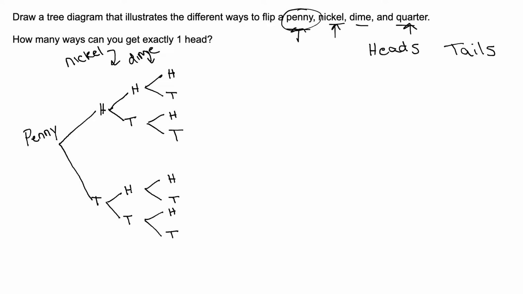Lastly, I'm going to flip a quarter. So I'm going to draw branches from each of the previous outcomes to represent the flip of the quarter, or the outcome of the quarter. So now this set of branches is going to represent the quarter, and I can have a heads or a tail. And sometimes the tree diagram can get a little messy. So when you're doing these, just make sure to give yourself a little bit more room to write all of the outcomes.